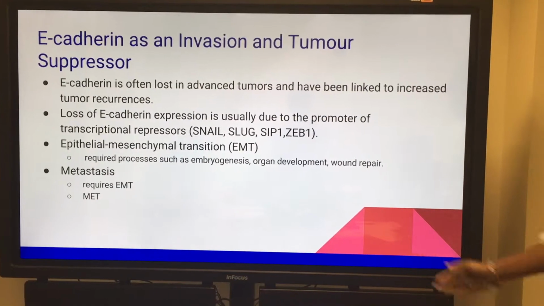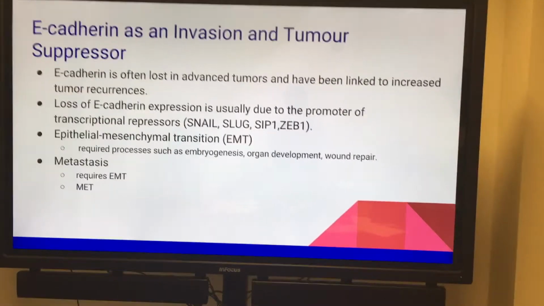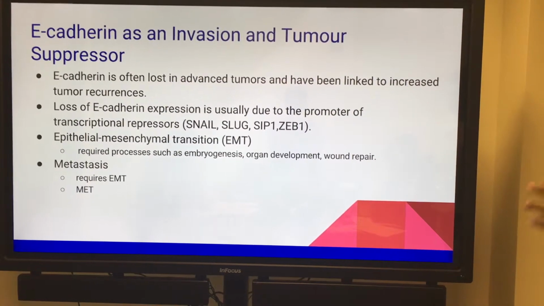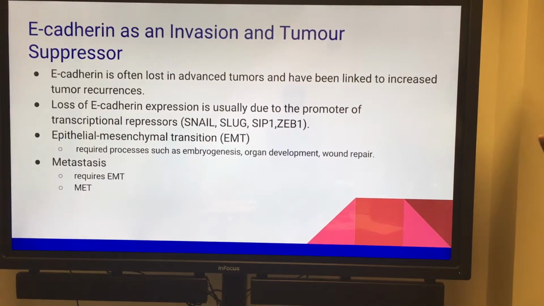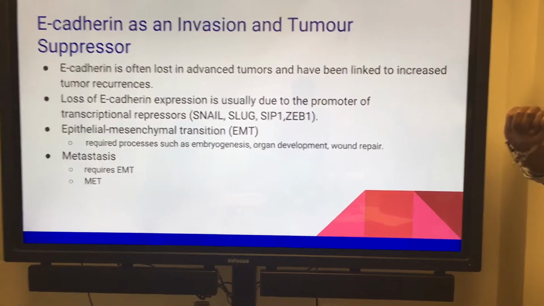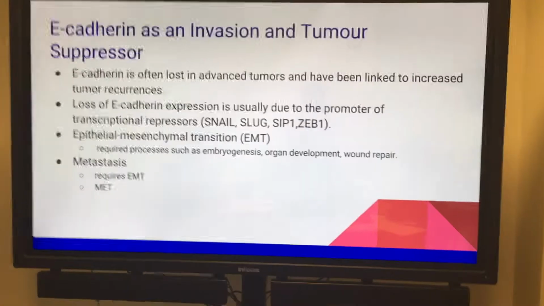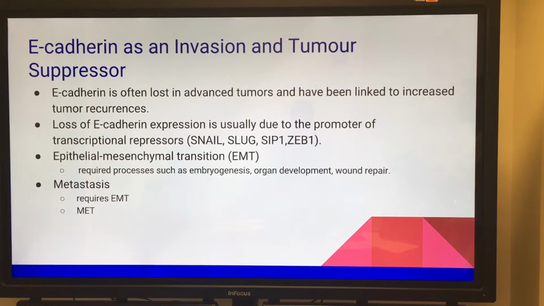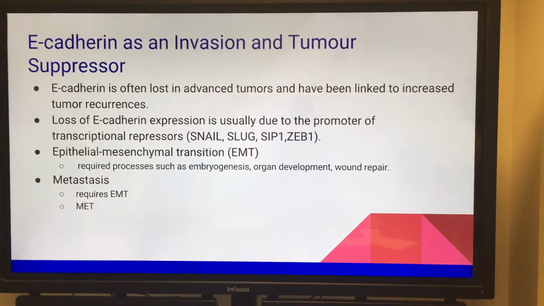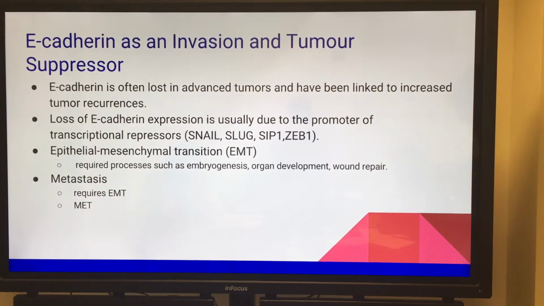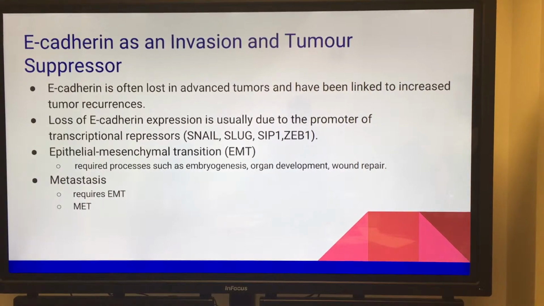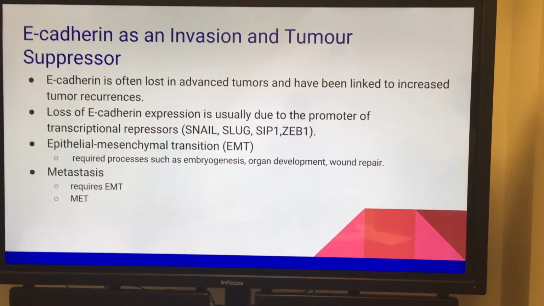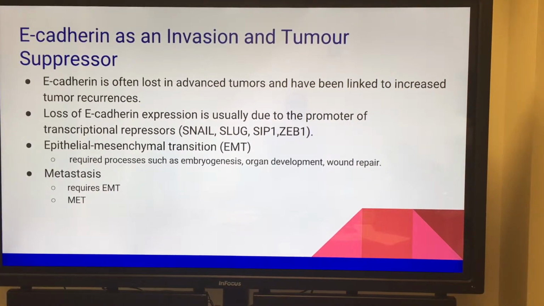Right. Now, knowing what cancer is and how it works, we can now look at it a little deeper and how it affects cell adhesion molecules and their function. Now we talk about E-cadherins as an invasion and tumor suppressor. E-cadherin is often lost in advanced tumors and has been linked to increased tumor recurrences. Loss of E-cadherin expression is usually due to the promoter of transcriptional repressors such as Snail, Slug, SIP1, and ZEB1.